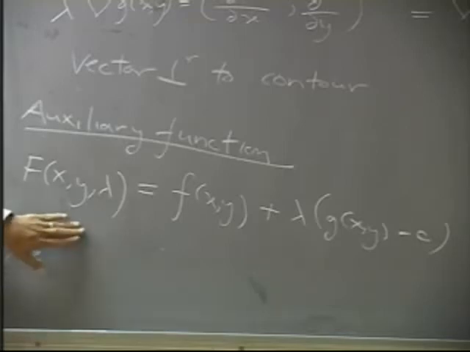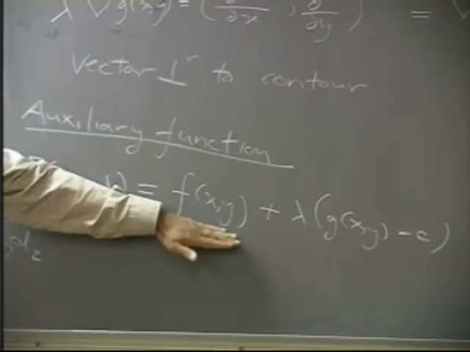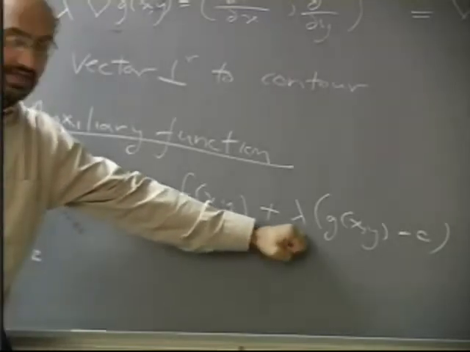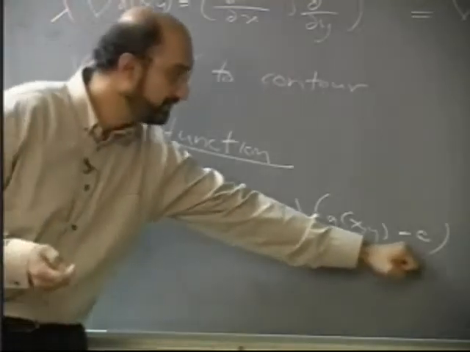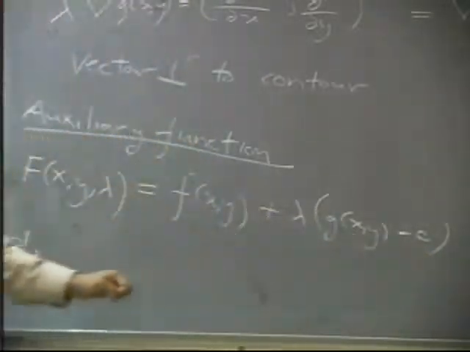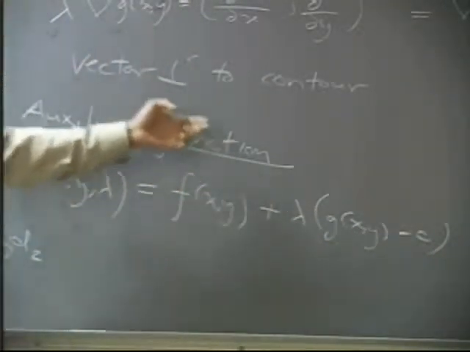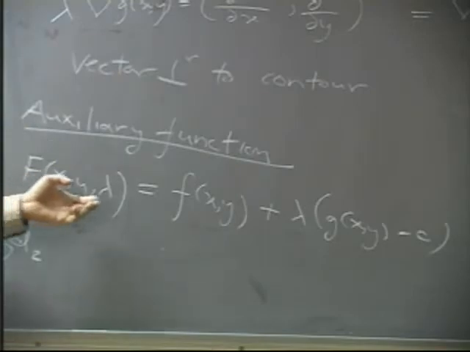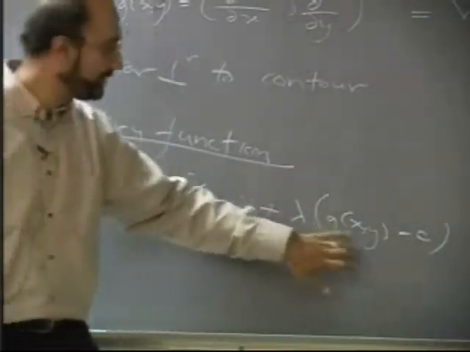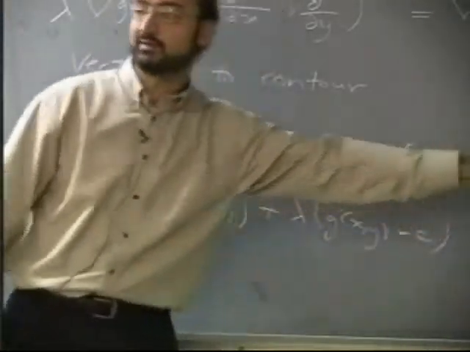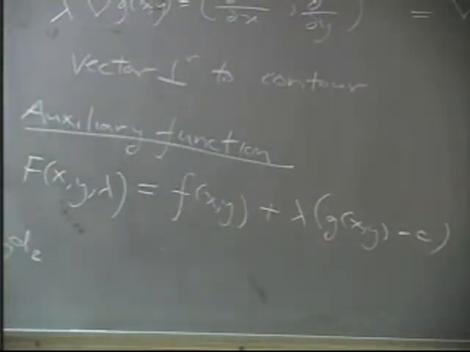This auxiliary function, again to use the cookbook approach, says take the function you want to maximize, add to it lambda times the constraint like this. And you can do this for multiple constraints, there's no limit. You can have 10 constraints. You just say lambda 1 times this plus lambda 2 times this, etc. We can just keep adding them as we wish.